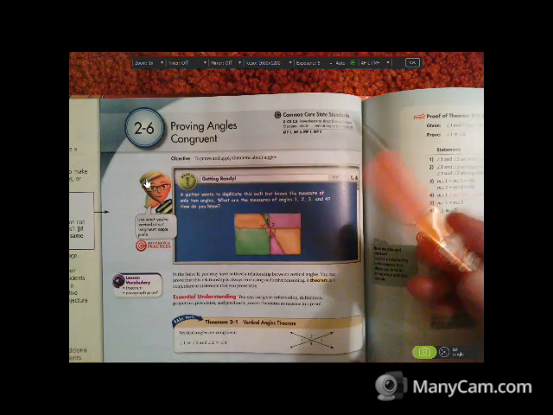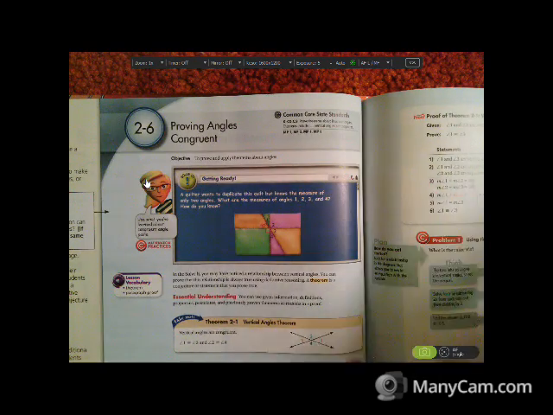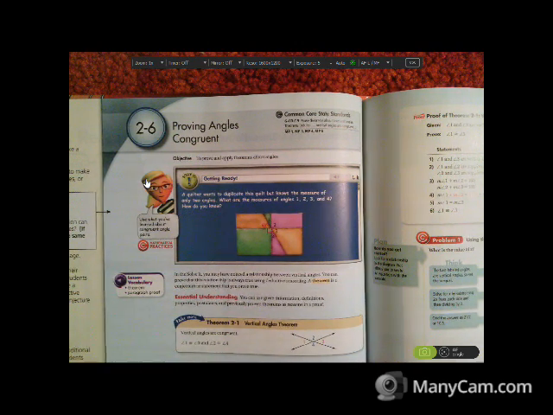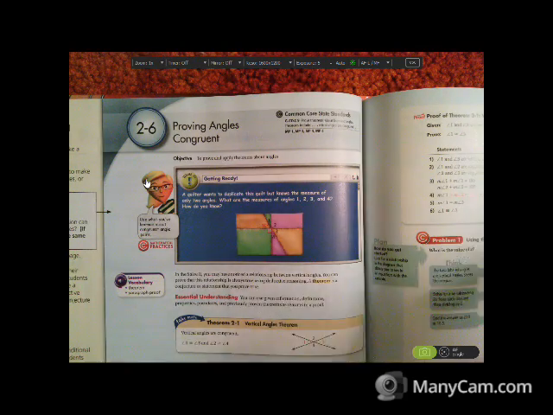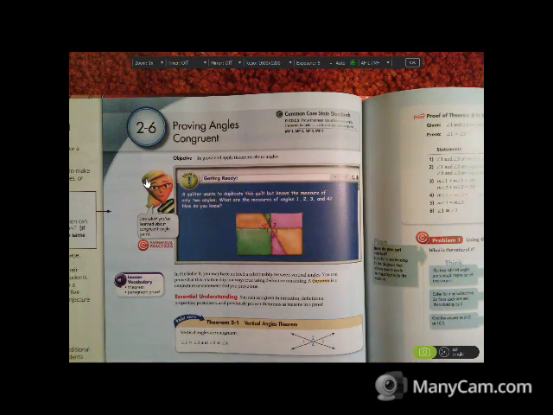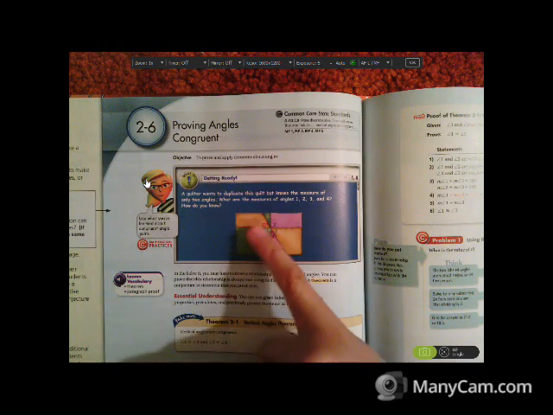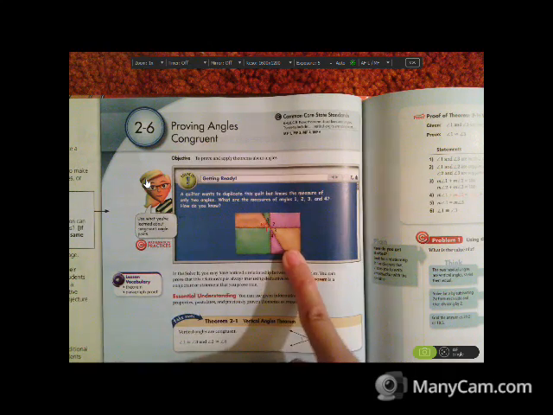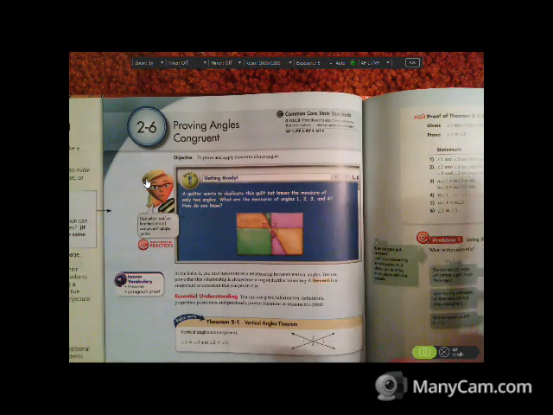Alright, we are in section 2.6, proving angles congruent. Let's look at the solve it. A quilter wants to duplicate this quilt but knows a measure of only 2 angles. What are the measures of angles 1, 2, 3, and 4? How do you know? Other than guessing or saying it looks like it, since this is 60, angle 3 also looks 60. There's a reason for that.